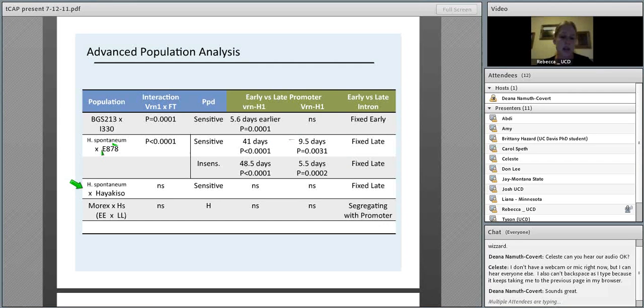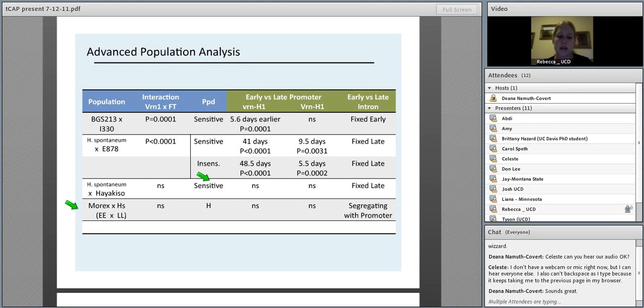So we've crossed spontaneum with a yet stronger version of the VRN1 allele, and we see no significant effect of the interaction between VRN1 and FT, and likewise we see no significant effect of VRN3 in these populations.